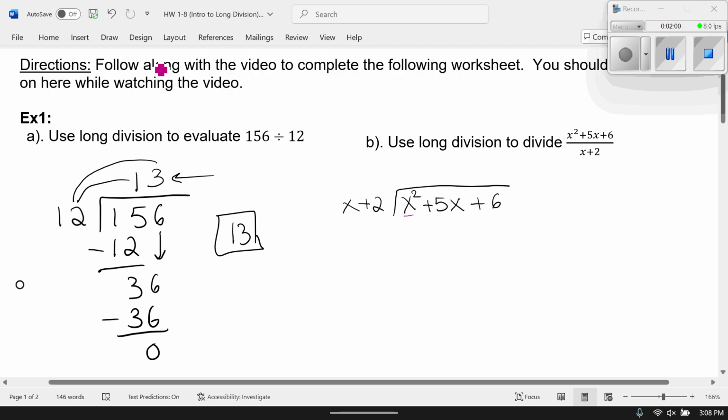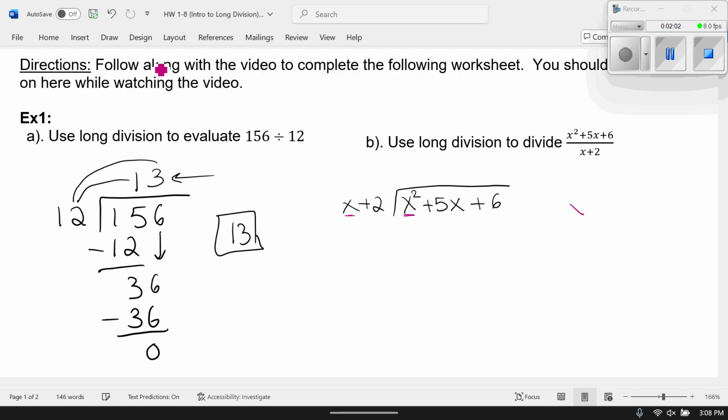We are going to do x squared divided by x. X squared divided by x is x. So we're going to put x on the top. Now be careful, you want to keep everything organized. I'm going to put my x above 5x because this is 5x to the first and this is x to the first. So we're staying neat.